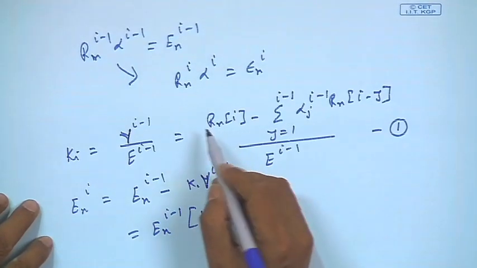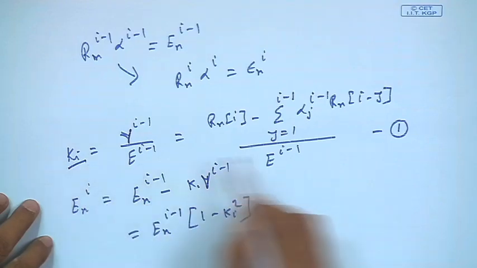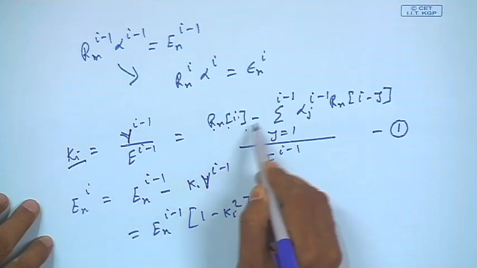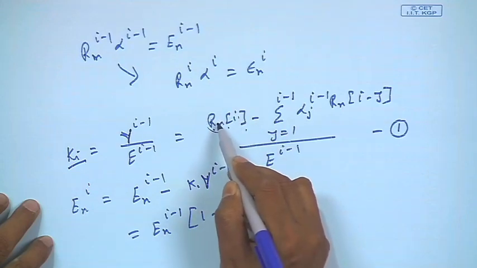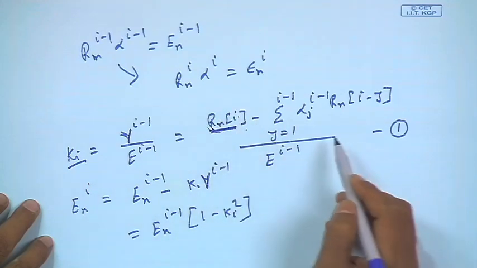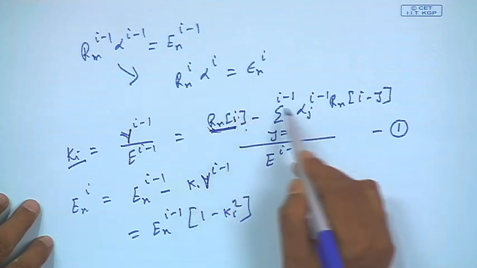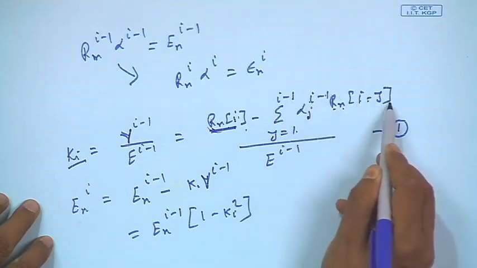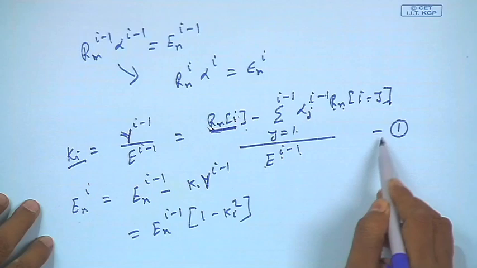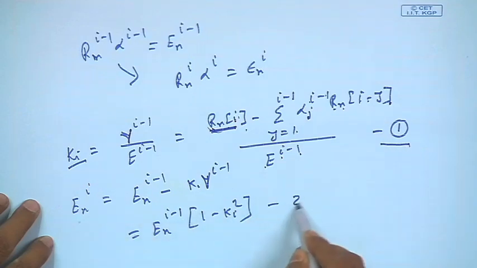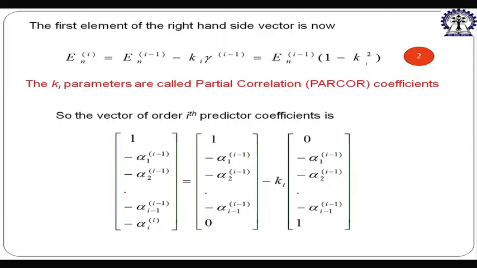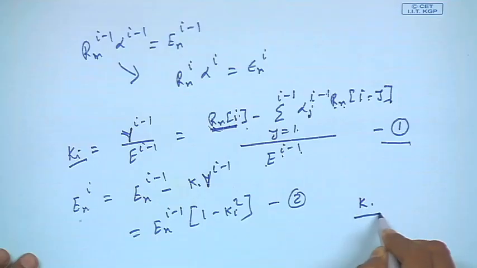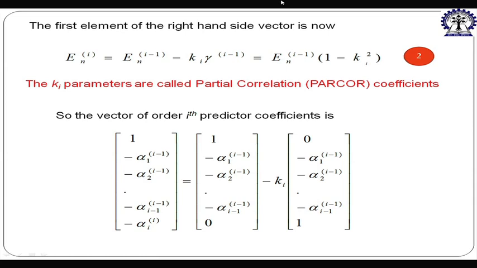Okay. So, k i is nothing but R n i, where R n is the autocorrelation coefficient, the ith autocorrelation coefficient, minus the sum over j equal to 1 to i minus 1 of alpha j (i minus 1) R n (i minus j), divided by E (i minus 1). This is equation number 1. This is equation number 2. Then I can put that value, and this k i is called the partial correlation coefficient. Okay.